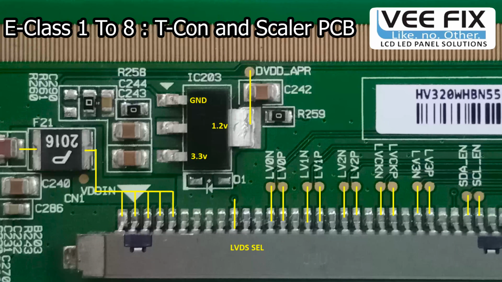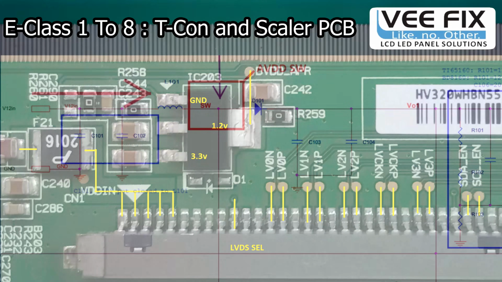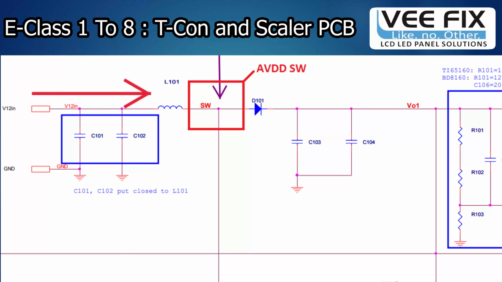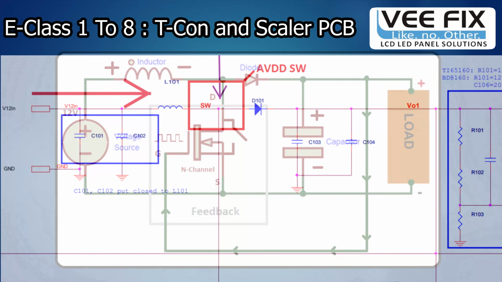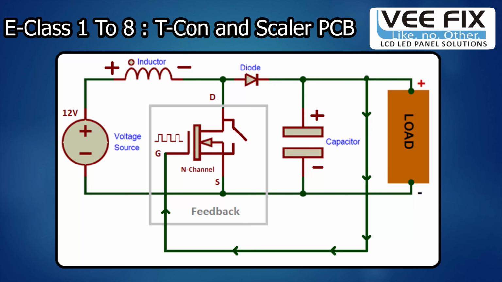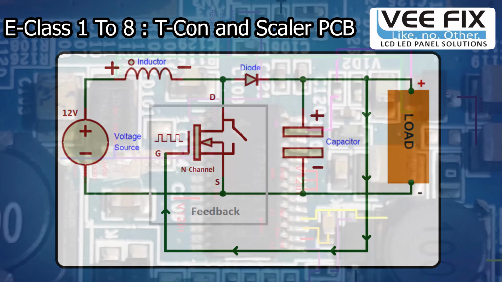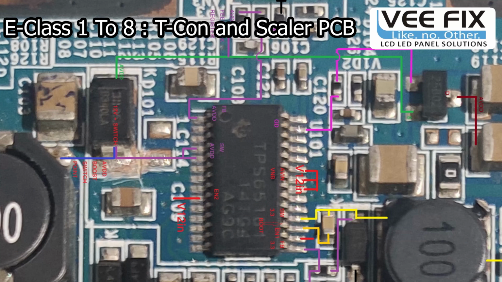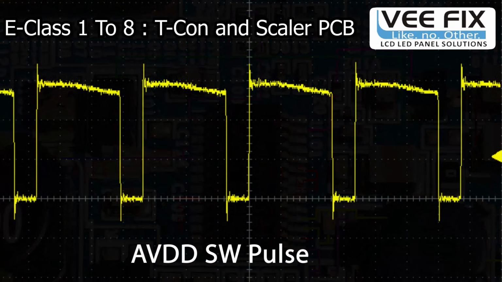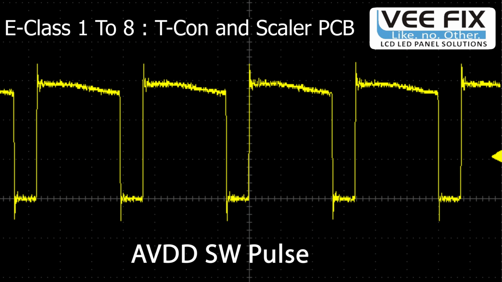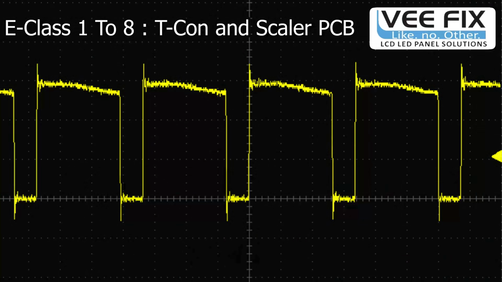After creation of this 3.3 volts, the 1.2 volts for the core supply and 1.8 volts for the memory supply are also generated from this 3.3 volts. Now the next step is AVDD generation. For the AVDD, there is a boost circuit that generates 15 to 16 volts from the supply of 12 volts. For the same, there is a combination of inductor coil and diode, and a switching pulse from the DC to DC IC is supplied to this boost circuit.